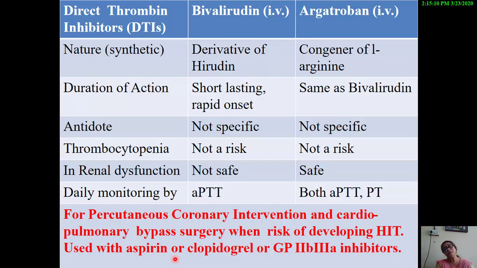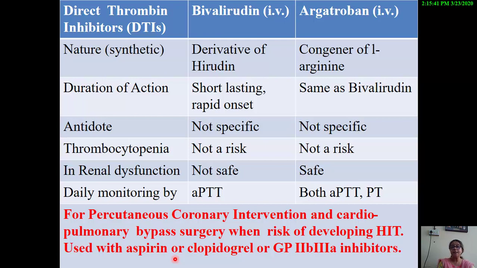Now there are certain similarities as well as certain differences which exist between bivalirudin and argatroban, which are highlighted in this slide. So coming first to bivalirudin. Bivalirudin is a synthetic shorter congener. It is roughly a 20 amino acid polypeptide congener of a longer polypeptide by the name of hirudin.